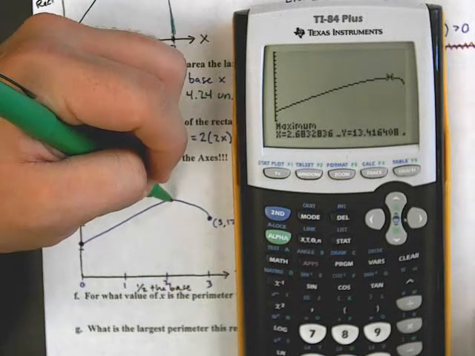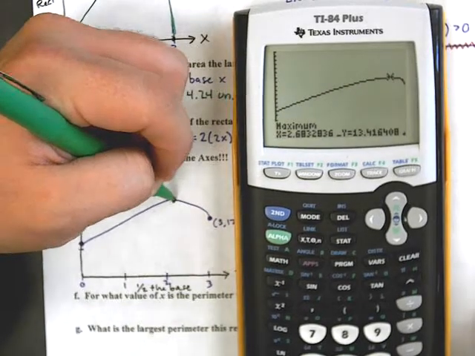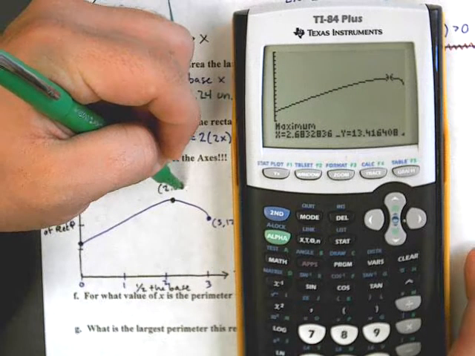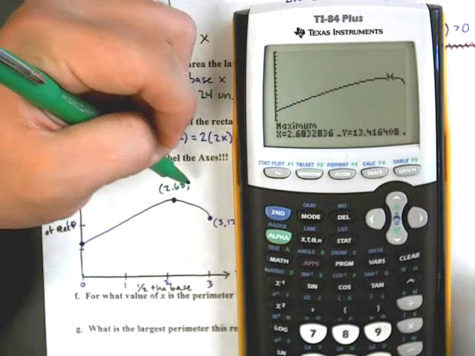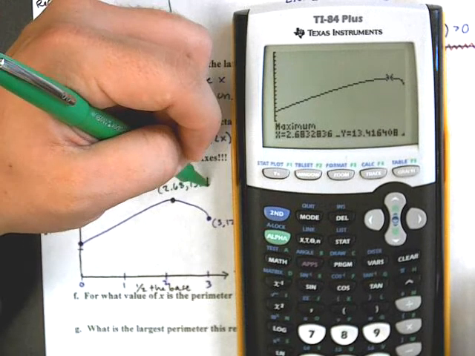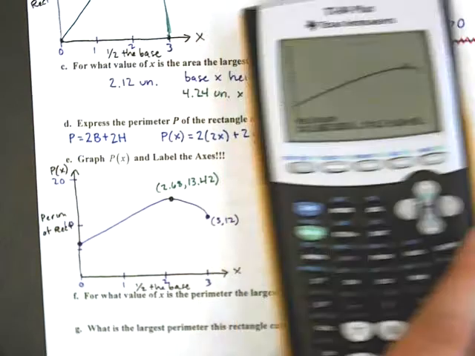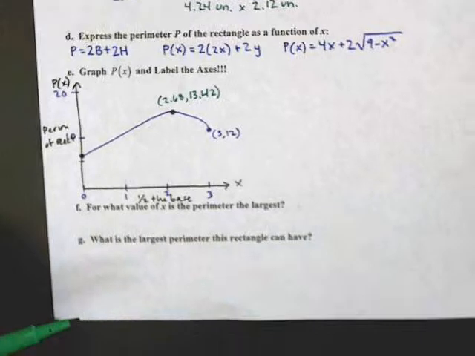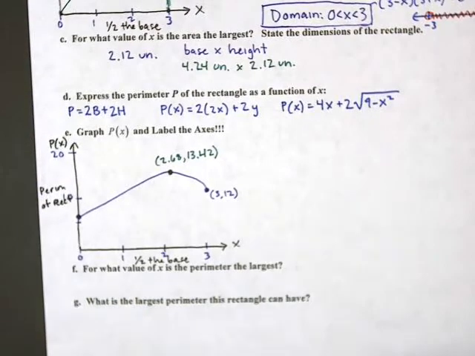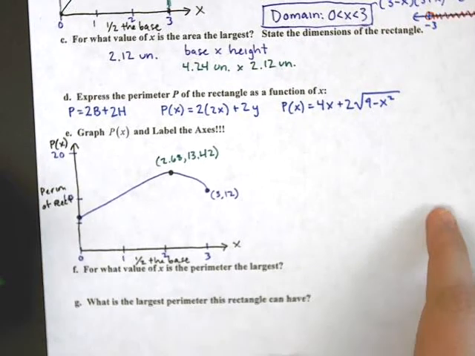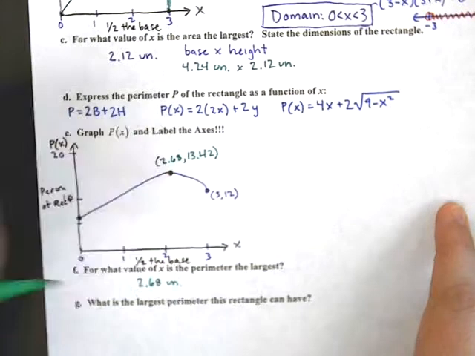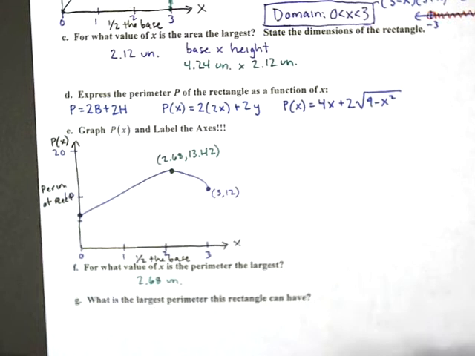I now have something like this. Not quite drawn to scale, but again, good enough. 2.68 and then 13.42. Again, don't touch anything as you move your calculator off to the side. We can answer some questions now. For what value of x is the perimeter the largest? We know that it's 2.68 units. What is the largest perimeter?